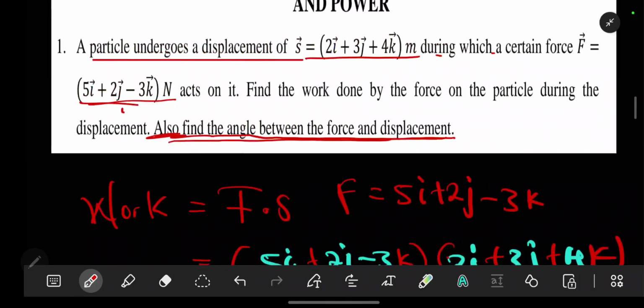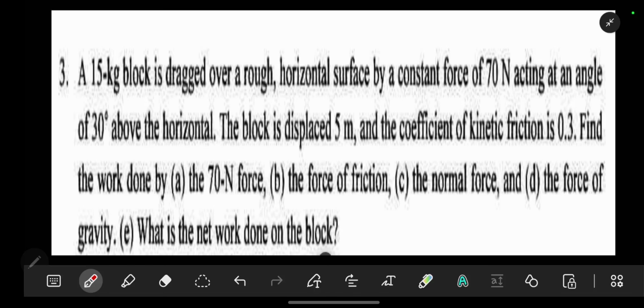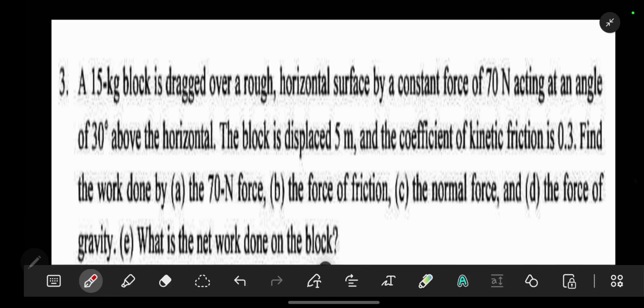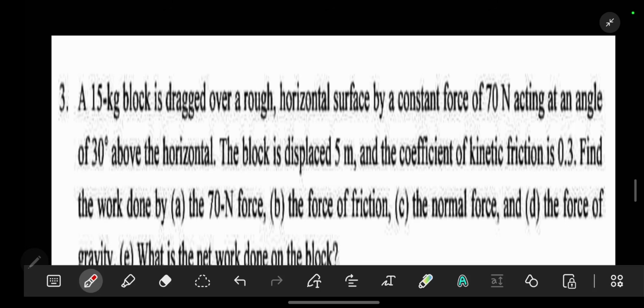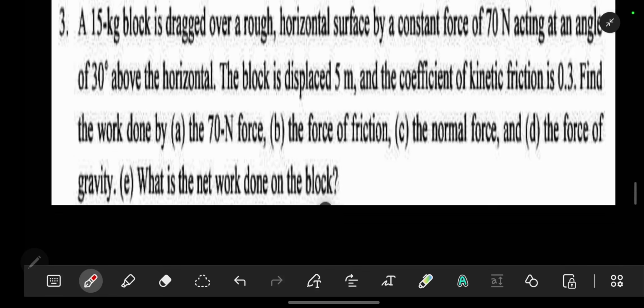Now let's look at those other types. Let's say we have this: a 15 kg block is dragged over a rough horizontal surface by a constant force of 70 newtons acting at an angle of 30 degrees above the horizontal. The block is displaced 5 meters and the coefficient of kinetic friction is 0.3. Find the work done by the 70 newton force, the force of friction, the normal force, and the force of gravity. What is the net work done on the block?